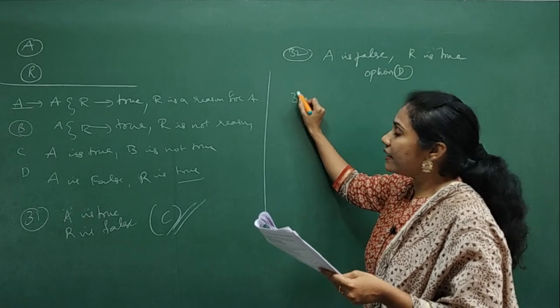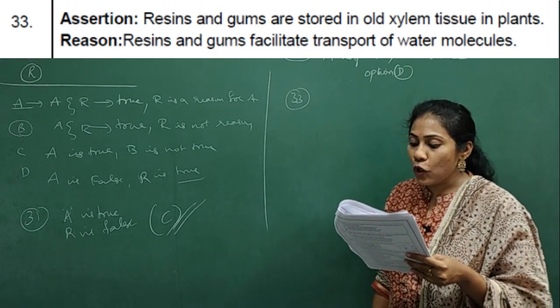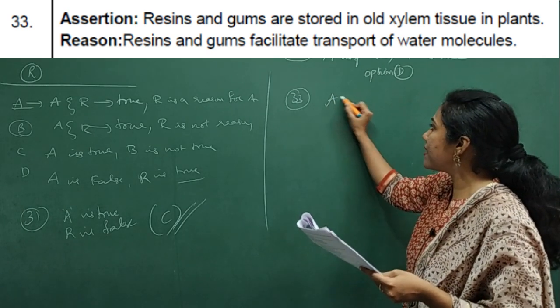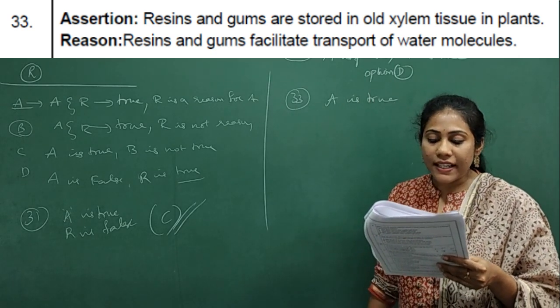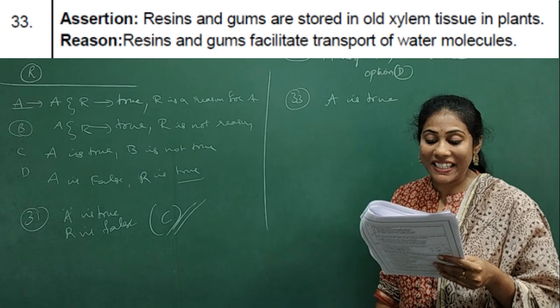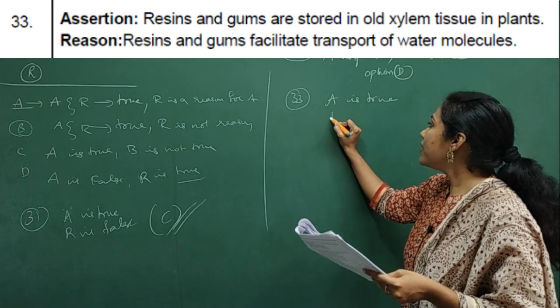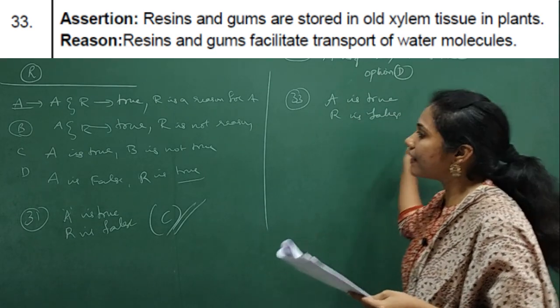And coming to 33rd question, assertion. Resins and gums are stored in old xylem tissue in plant. Okay, so A is true. Yes, A is true. Assertion is true. Coming to a reason. Resins and gums facilitate transport of water molecules. It's completely a blunder, right? So this R is completely false. So A is true, R is false.